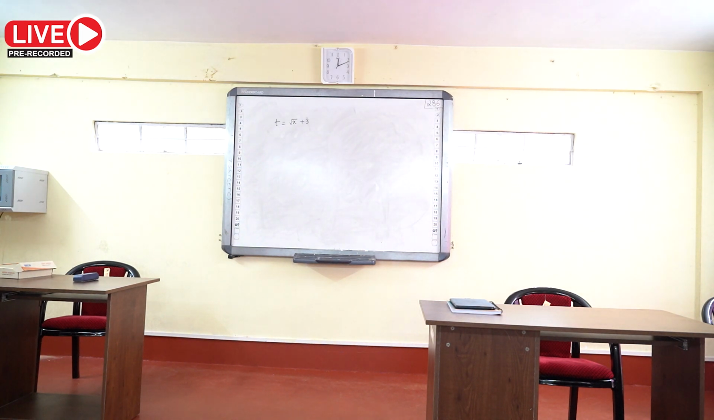The position-time relation of a particle moving along the x-axis is given by t equal to root x plus 3, where all quantities are in SI unit. Find the position coordinate of the particle when its instantaneous velocity is 0. Instantaneous velocity means dx/dt. If it is along the x-axis only, then it is dx/dt. Generally dr vector/dt, the derivative of the position vector with respect to time.